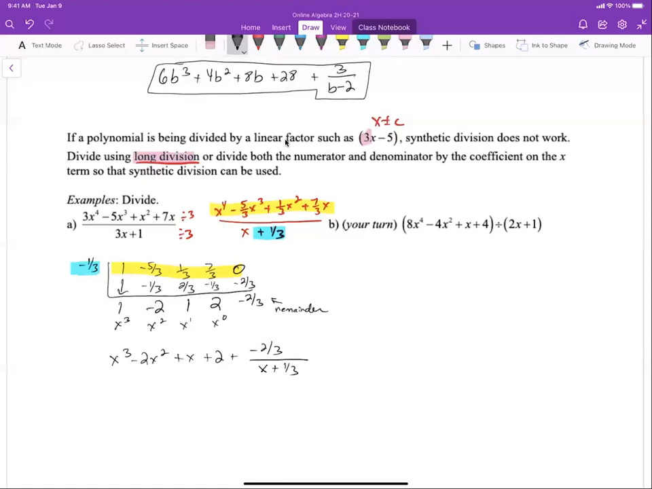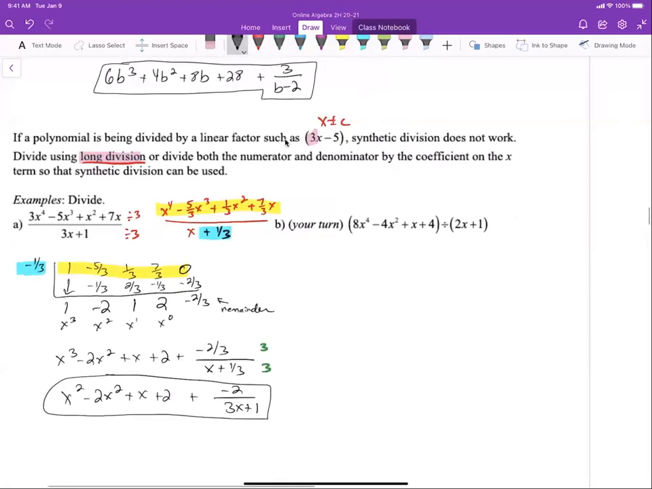Okay. Now, this situation, that is an acceptable answer, but in the back of the book, that's not how they're going to show it to you. They would have reduced this by multiplying through that remainder by the constant 3 so that I can get rid of the fractions, and this would be what it looks like. And I would get negative 2 divided by 3x plus 1. All right, why don't you try one yourself?